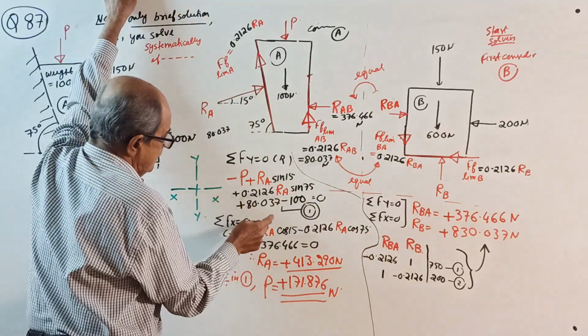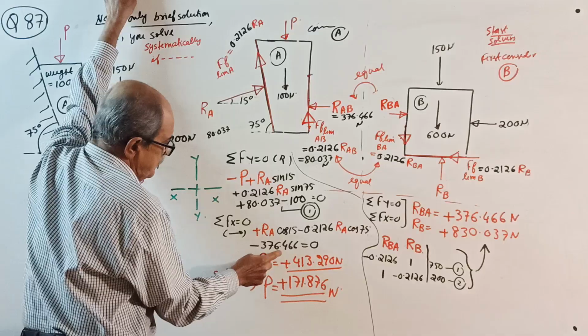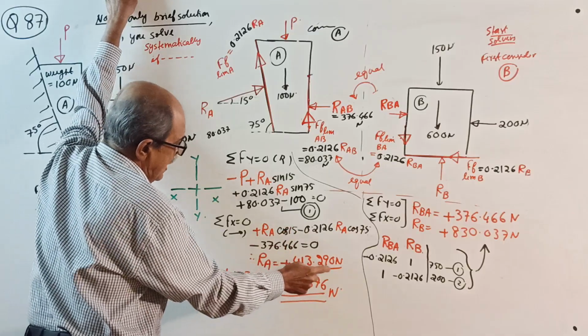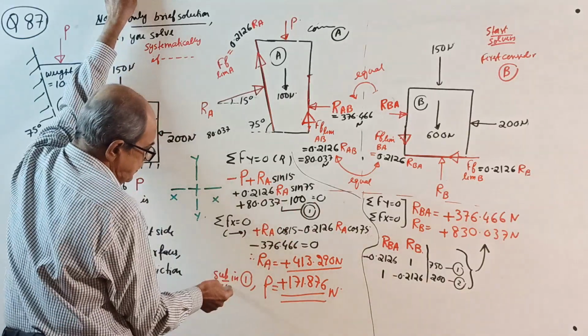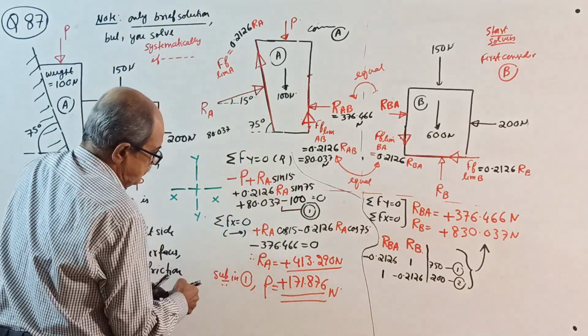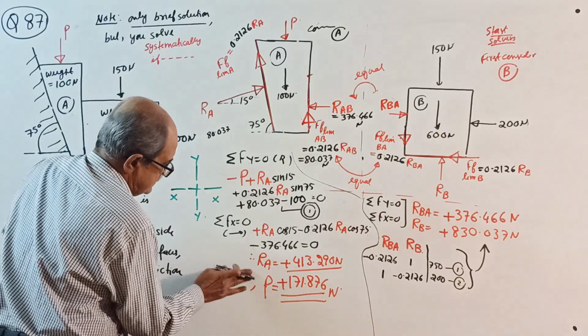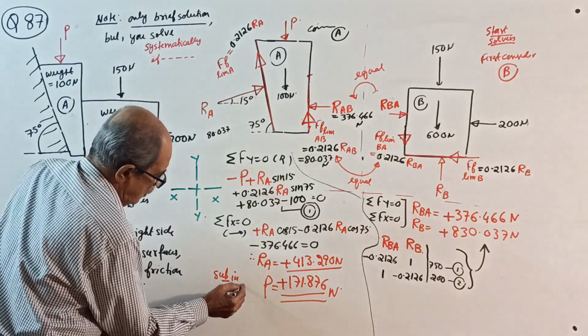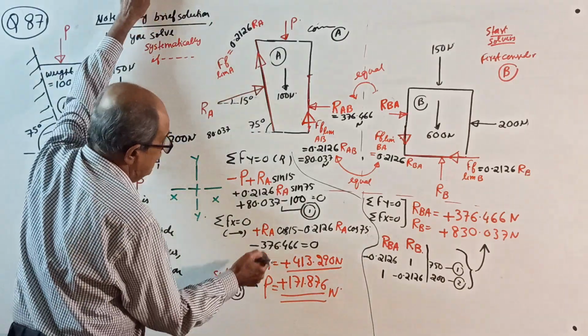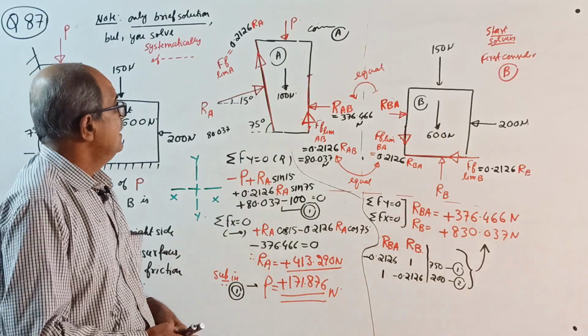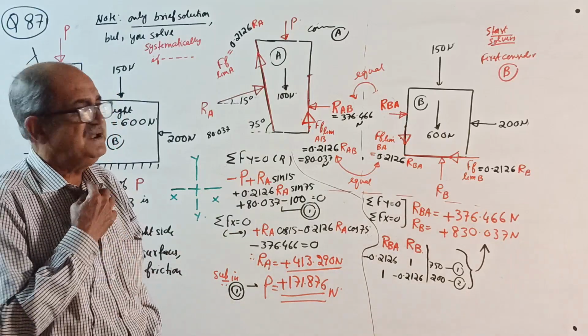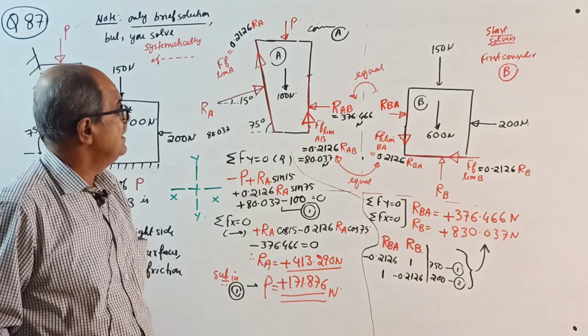Now from equation 1, if you see here, you will get the value of RA. Only one unknown, RA will come. Once you get RA, substitute in that double rounded 1. You will get the value of P, 171.876 Newton. In case any calculation mistake is there, you correct it. I think most probably it is correct.